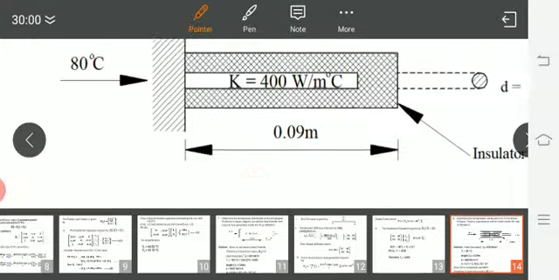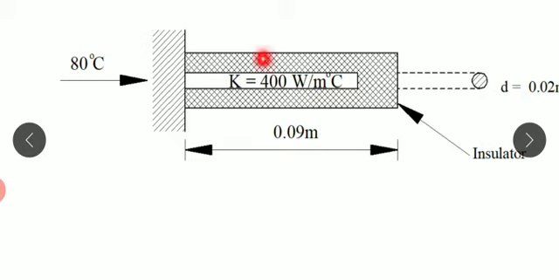Observe carefully, the fin is totally insulated. Here I have the fin, can you see? This is the fin. The mesh here is the insulator. K is equal to 400 watt per meter degree Kelvin for my fin. This is my member. The length of the member is 0.09 meter. Here there is a wall, continuously at 80 degrees Celsius, and conduction is happening.